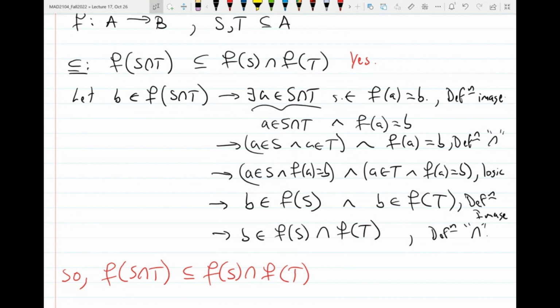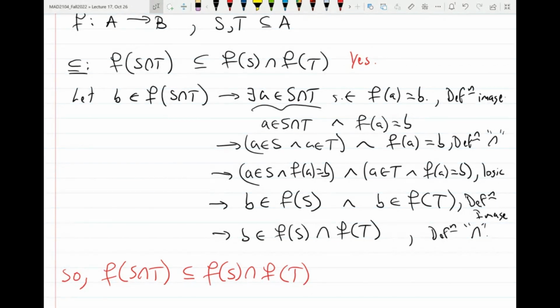Let's start with an element in the intersection. Okay, so that means that B is in the image of S and B is in the image of T. So this arrow can be reversed, no problem. Okay. Now here is the issue. When you go from here to here, you have to be very careful because there are two statements here. This one certainly gives you this statement. If B is in the image of S, that means that there exists an A in S for which f of A equals B. So this gives you this. Now this one, what does this mean? This means there exists an element in T for which f of that element equals B.